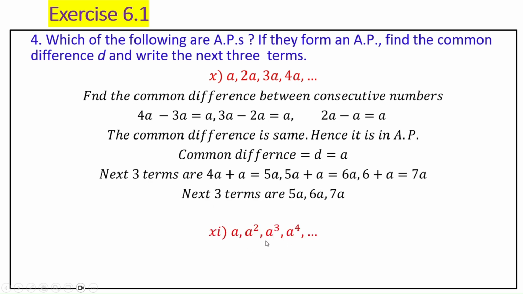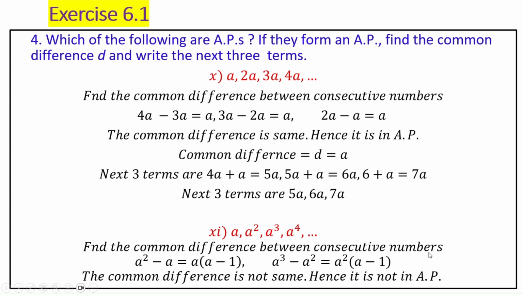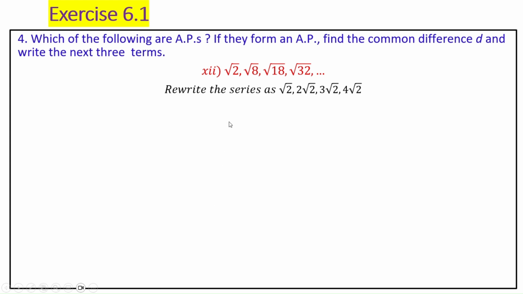Okay, next A square, A cube and A power 4. Yeah, here the common difference is not the same. The first one is A into A minus 1, the second one is A square into A minus 1. Okay, so definitely not. So they don't form an arithmetic progression. Okay, more questions? Yeah, find out the same way.